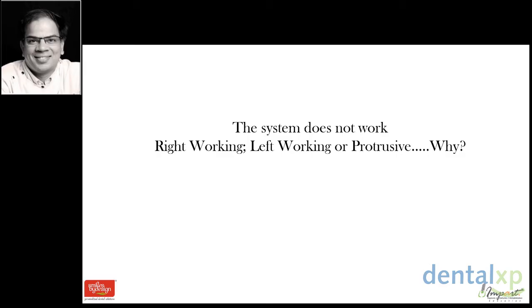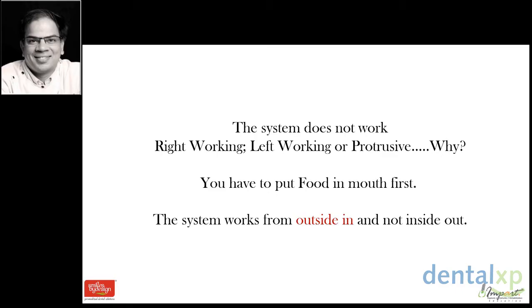So here is the basic approach we follow. The system does not work from right working and left working and protrusive, because that's not how you eat. You have to put the food in the mouth first, for which you will first open your mouth, put the bolus of food inside, and then start chewing. You actually take your mandible first outside and then come inside, and you end in MIP. MIP is the end point of occlusion and not the starting point of occlusion.